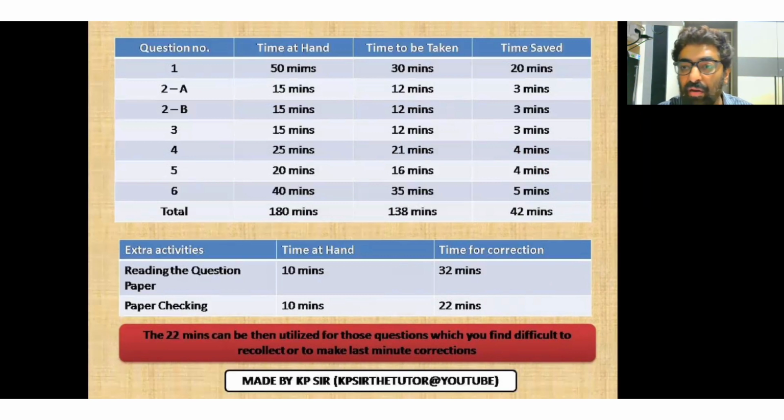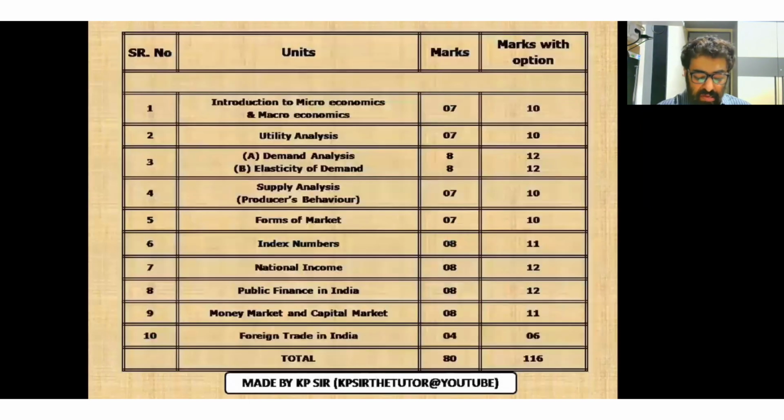I hope I'm very clear about this, what I've taught you. And this is what I've given at the end of the video. You can go through your options. What is the weightage chapter wise? You might feel that microeconomics is heavy, but it's not like that. Micro and macro have been evenly distributed.